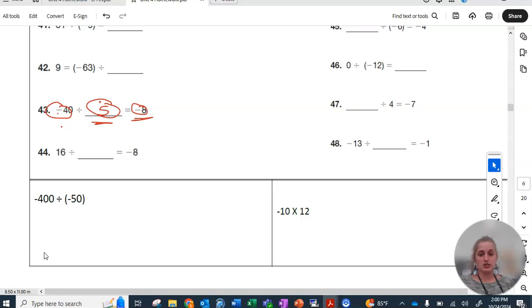And then last, I just want you to actually do them down here. Show me your work, don't just show me an answer. And then you're done.